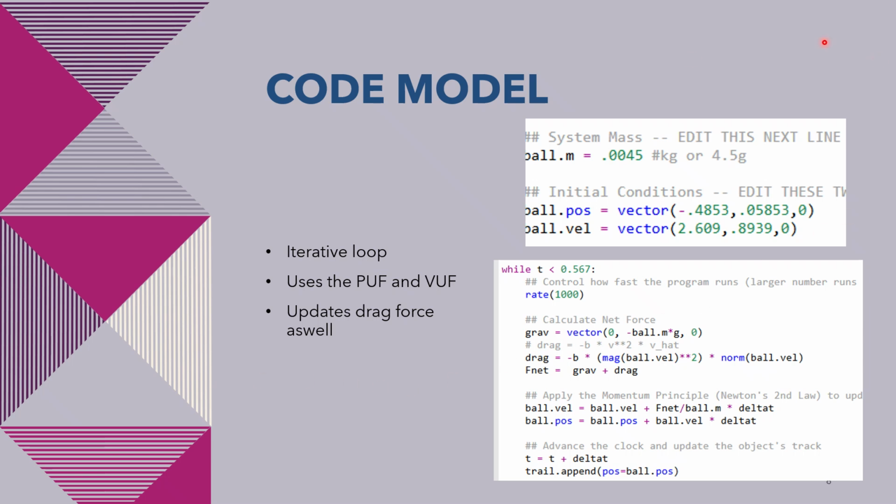Here's the code model. You can see in the upper half, these are the initial conditions. And then in the lower half, we have the iterative loop. Now, this loop is updated each 0.1 second. So we update the drag every 0.1 seconds, and then we update the velocity, and then we update the position using the data from above.